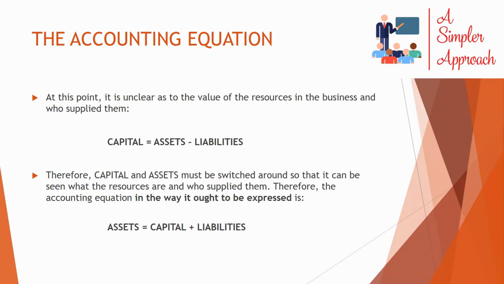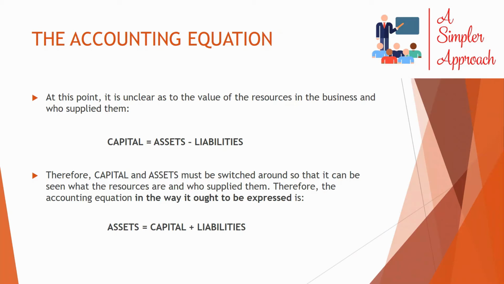Now, to make it clear, capital and assets must be switched around. And when it is switched around, it becomes clear that you can see what the resources are and who supplied them. Therefore, the accounting equation in the way it is supposed to be expressed is assets equal capital plus liabilities.